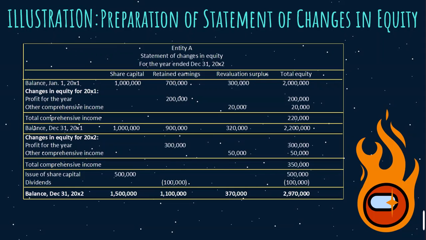Doon naman tayo sa loob ng table. So kung mapapansin nyo dyan, yung total comprehensive income natin is 220,000. At meron tayong 200,000 na profit. So automatically, yung matitirang 20,000 is yun ang other comprehensive income natin. Same lang sa 2002 na year na meron tayong total comprehensive income na 350,000. May 300,000 tayong profit at may natitirang 50,000 na mapupunta sa other comprehensive income. Mapapansin nyo din dyan na yung dividends is ide-deduct mo kasi dyan mo na nga siya i-disclose.